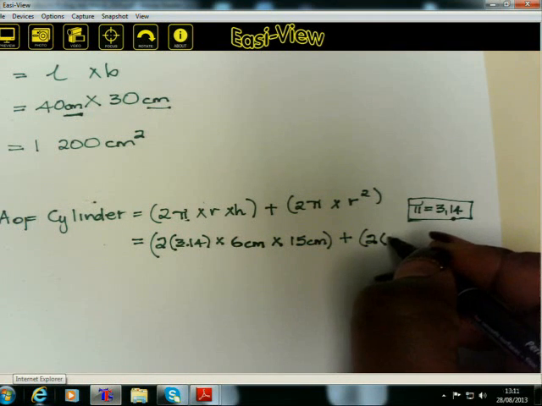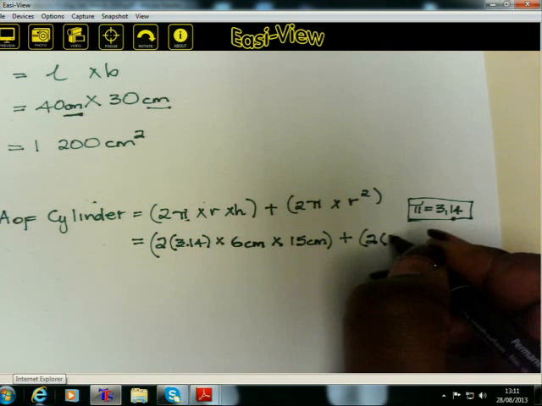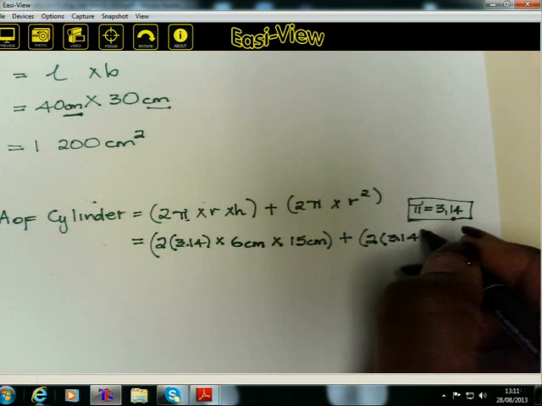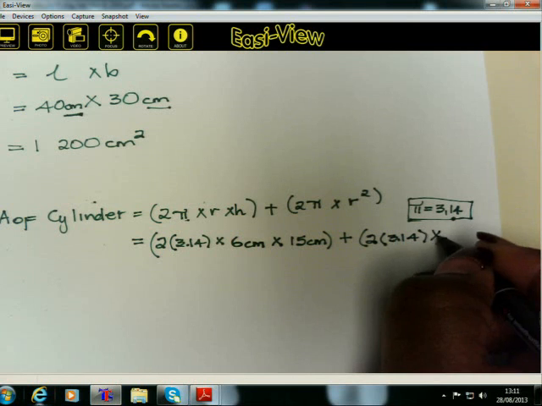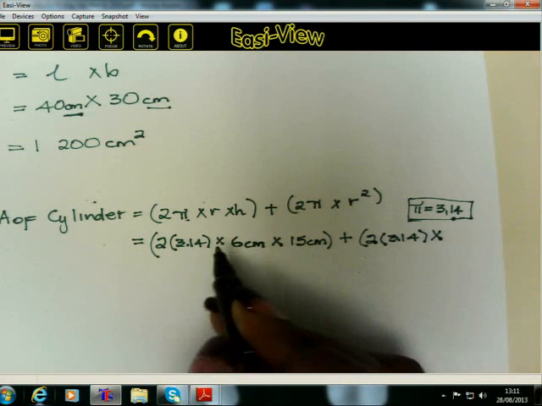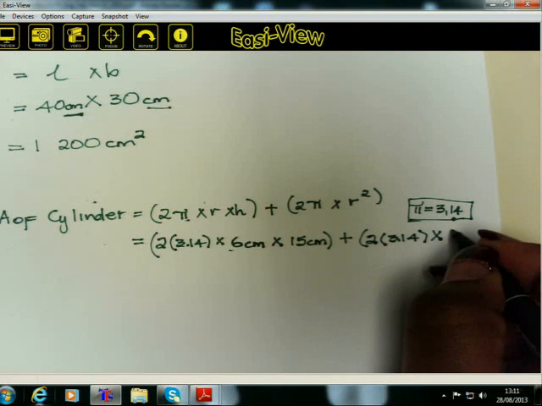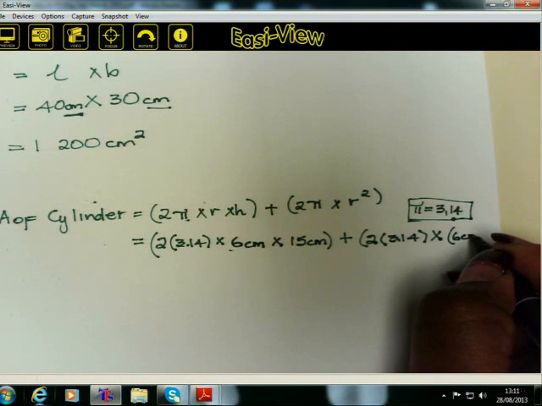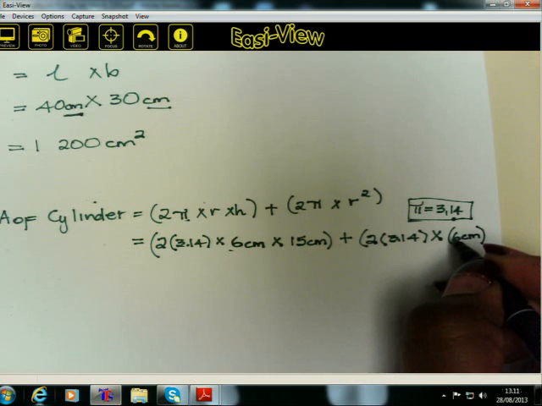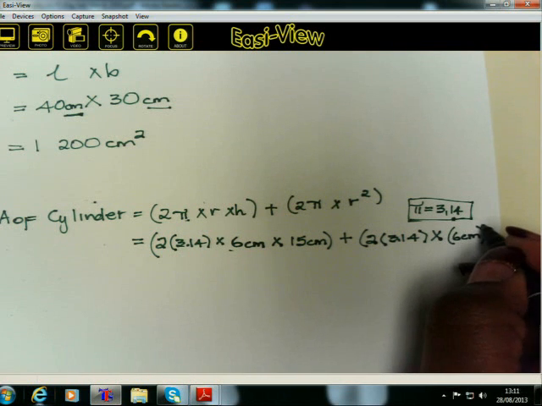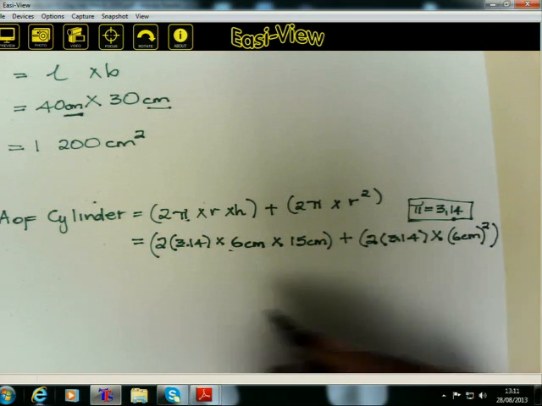Another small bracket for our pi. Remember, pi must be used as 3,14. We can close that one, multiplied by our radius. We have substituted earlier on a radius as 6 centimeters, so we will substitute again 6 centimeters. But remember, in this case, our radius is squared, so we must also square that.